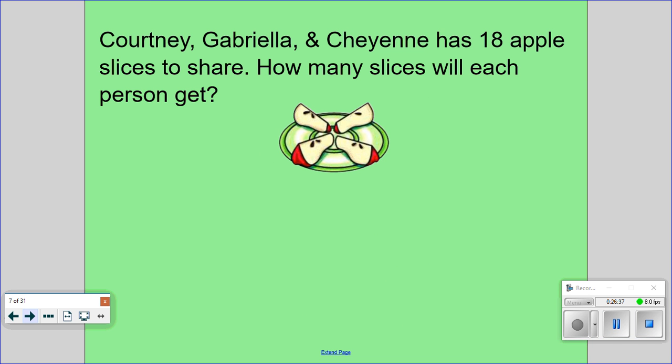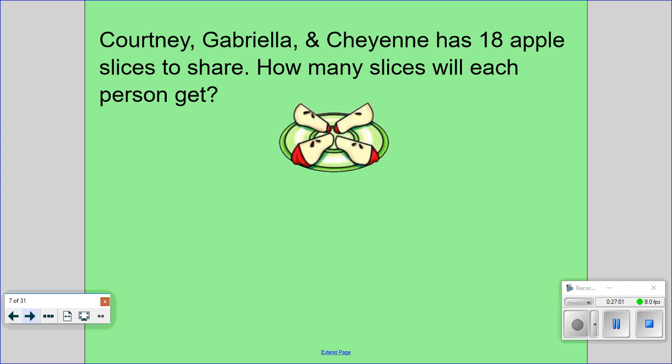Awesome. All right, we have Courtney, Gabriella, and Cheyenne. They have 18 apple slices to share. How many slices will each person get? Read that problem again in your head. Write an answer sentence at the top of that next blank page.